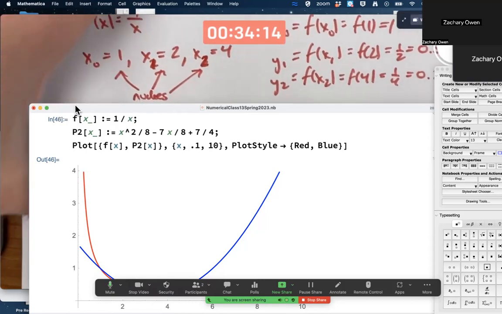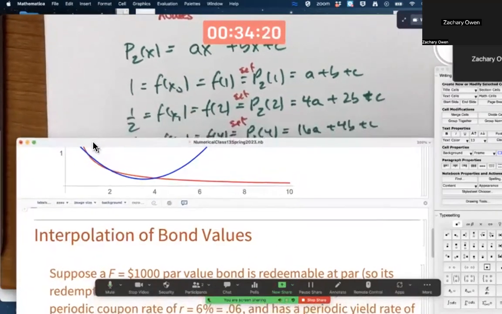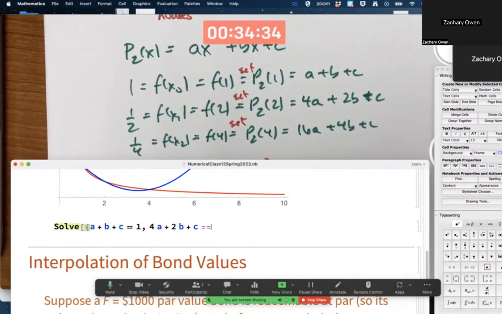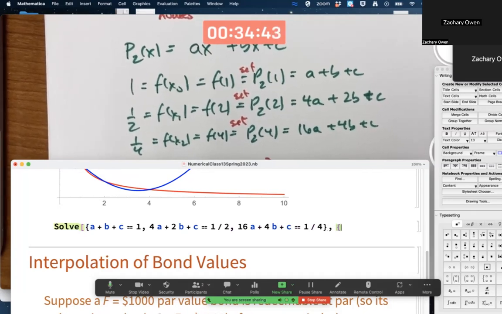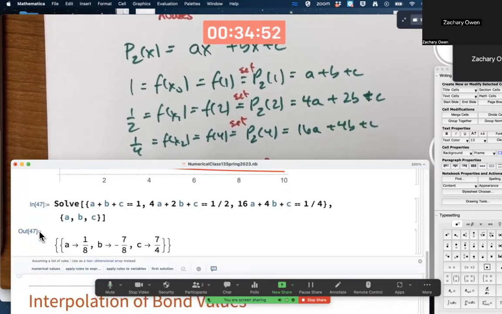Could we do the linear algebra solving in Mathematica? Certainly. I'll remind you of how. Quickest thing to do is just to use Solve. A plus B plus C equals 1. Don't forget to do your double equal signs. 4a plus 2b plus c equals 1/2. 16a plus 4b plus c equals 1/4. Put those in curly braces. Then comma, in curly braces, what you're trying to solve for, a comma b comma c. And there we have it, written as fractions. If you type them in with decimal points, it'll give you answers as decimals.